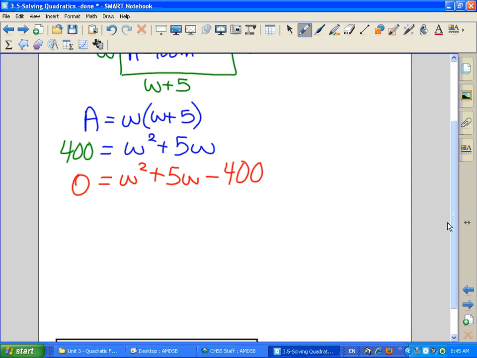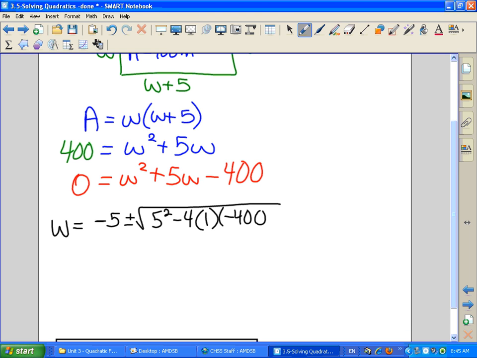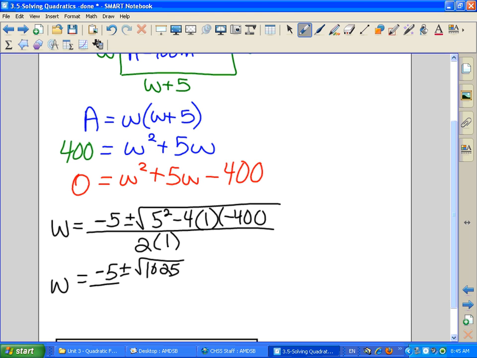So in this case, our variable is W we're solving for. So use the quad formula. W equals negative 5 plus or minus 5 squared minus 4 times 1 times negative 400, all divided by 2 times 1. Okay, simplify that out, folks, using your calculator. Under the square root, you should get 1625.